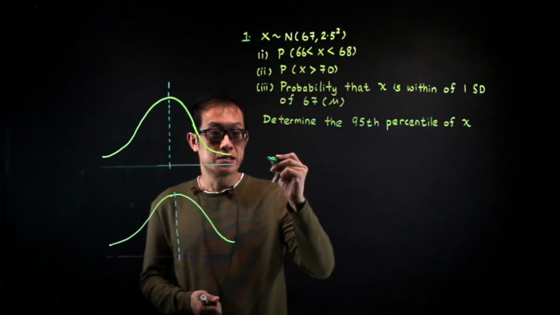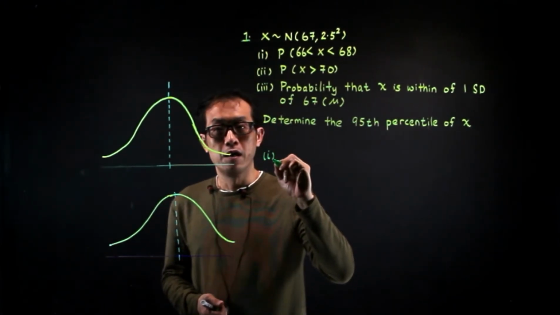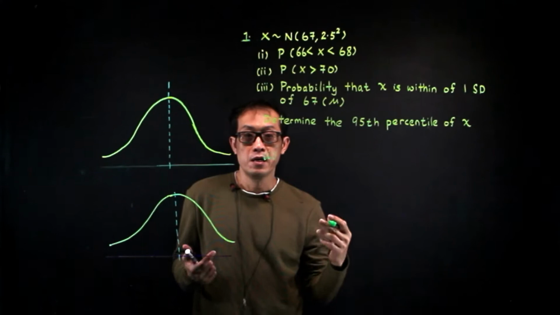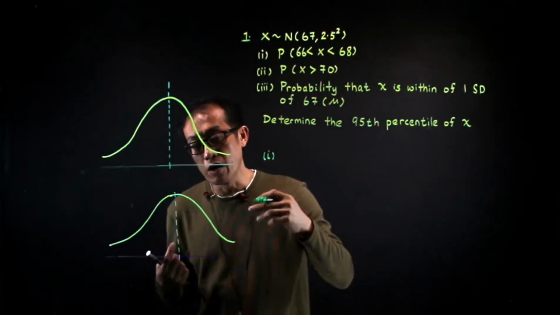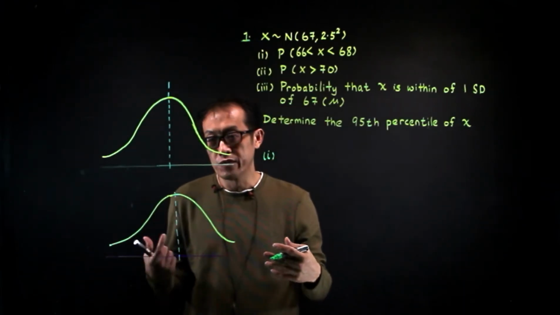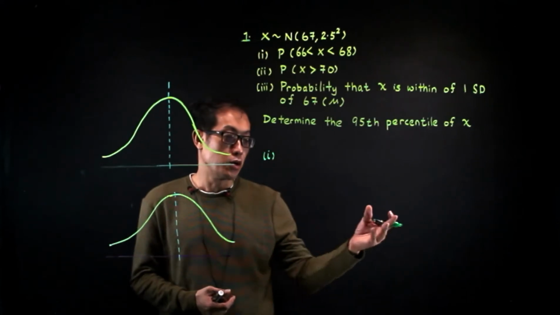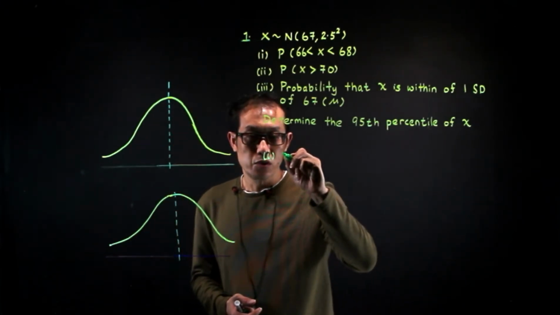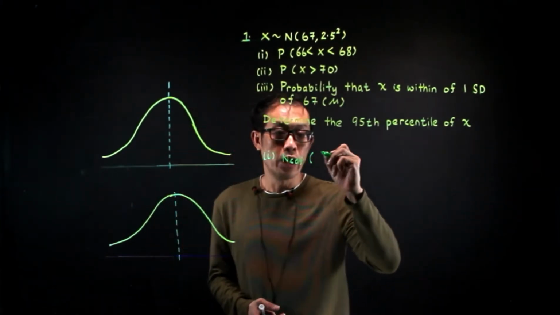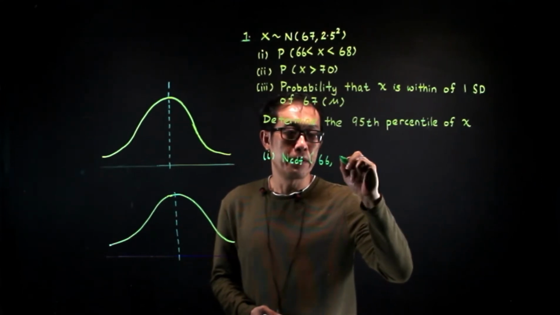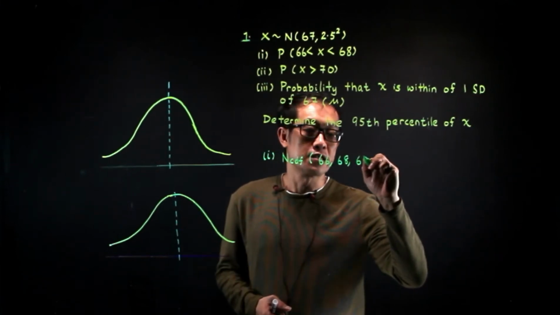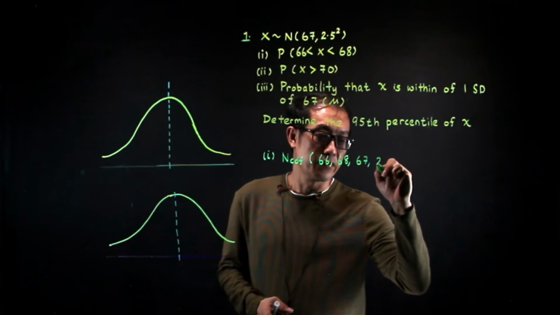Now, this sum is really simple. You can key that into your calculator using the Normal CDF. If this is not familiar to you, or it sounds alien to you, please watch the first video, the first lesson on normal distribution. So you go to your calculator, you choose Normal CDF, and then the lower limit will be 66, upper limit 68, mean will be 67, and standard deviation 2.5.